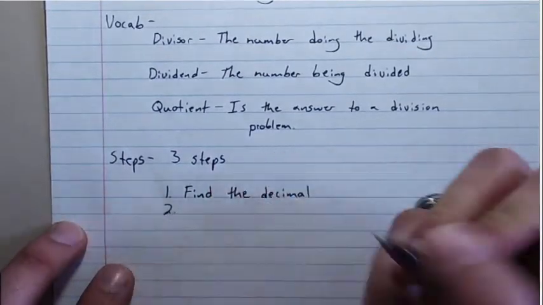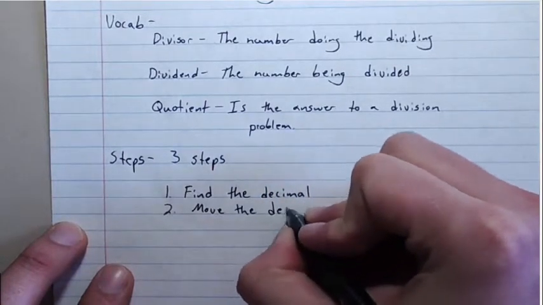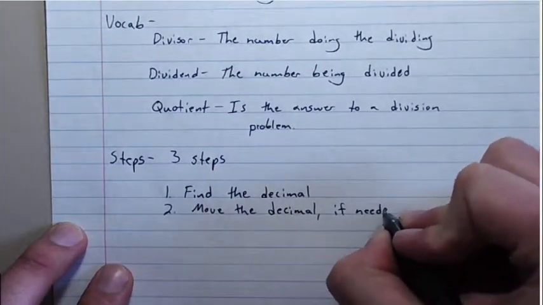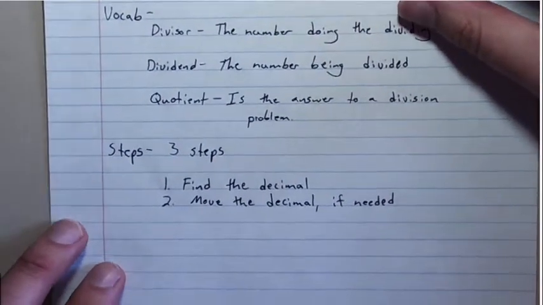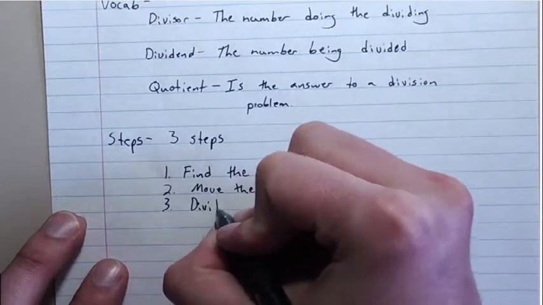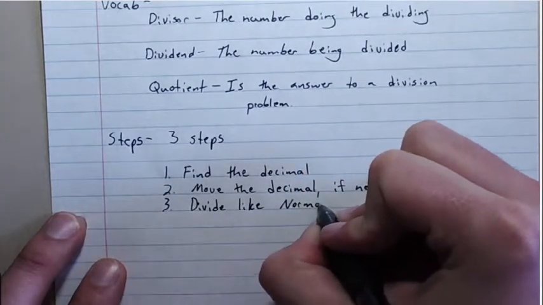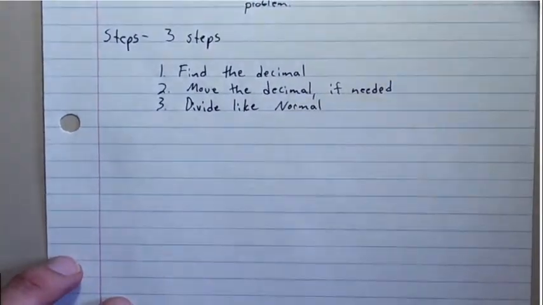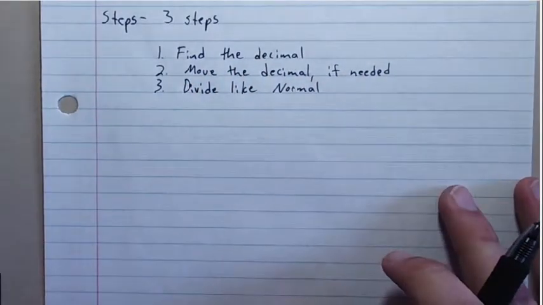Step 2 is going to be move the decimal if needed. Not every single problem is going to ask you to move the decimal, but when they do, we need to know how to do that, and we'll look at a few different examples on how to do that. And then the third step is just to divide like normal. Once you've checked steps 1 and 2, you're just going to divide like you've been doing through school and through our class so far. Those are the 3 steps that you need. If you didn't copy those down while I was talking about it, go ahead and pause the video and copy them down, please. Alright, let's go ahead and look at our first example.